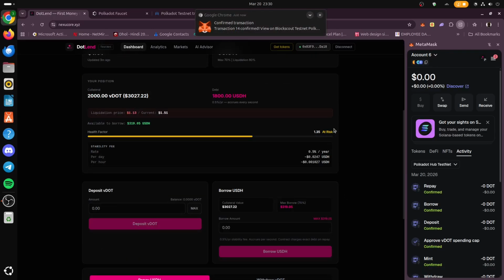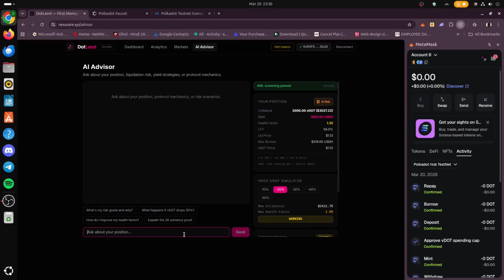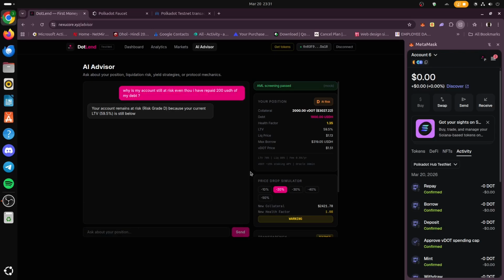Why is my account still at risk even though I have repaid 200 USDH of my debt? Let's see what this is. Your account remains at risk because your current LTV is 59.5%, which is still below the liquidation threshold of 80%, but your health factor is 1.35, which is above the warning threshold. However, since HF is above 1.2, the account is no longer at high risk of liquidation.